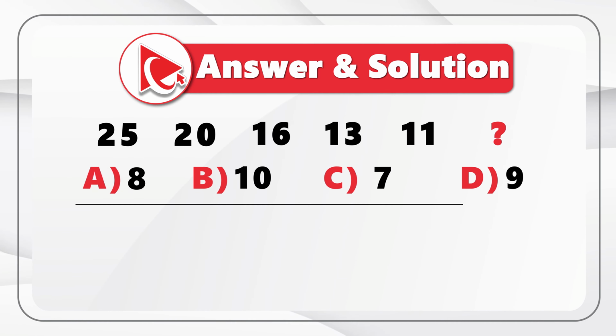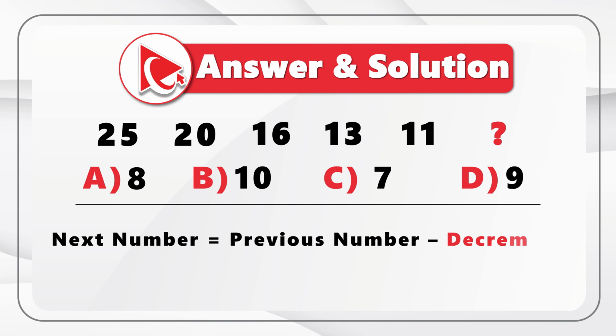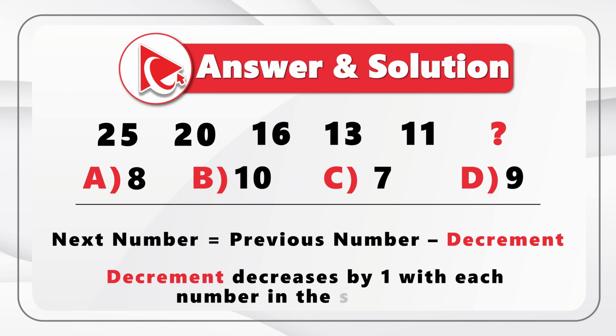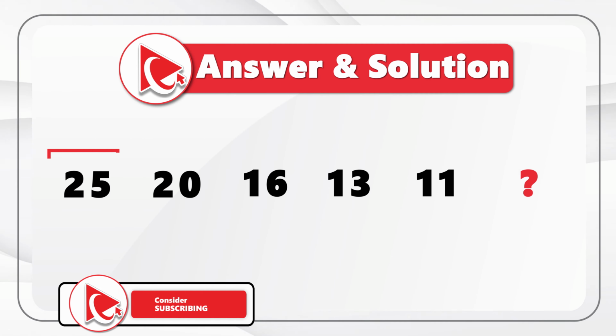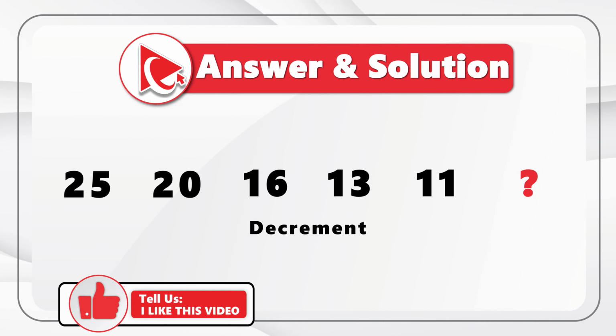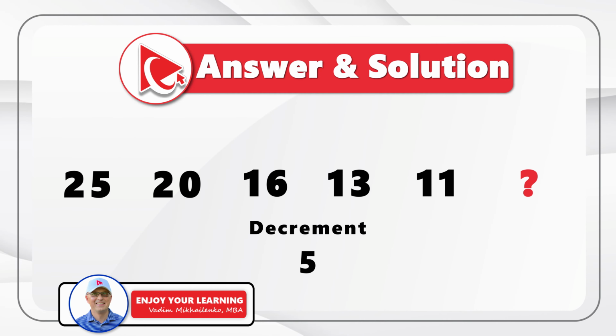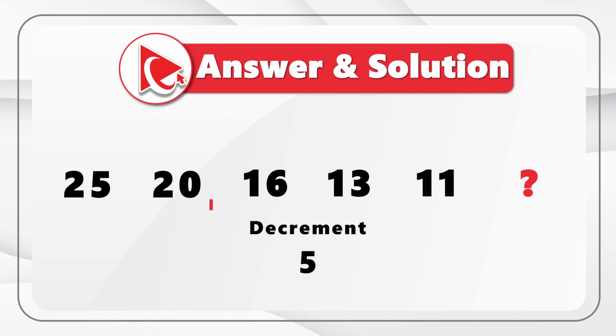Here we have a concept of decrement. And the pattern is that the next number is calculated as the previous number minus the decrement. And the decrement increases by 1 with each number in the sequence. Let's take a close look. Our first number in the sequence is 25. And our first initial decrement is minus 5. 25 minus 5 equals 20. And this is how we come to the second number.